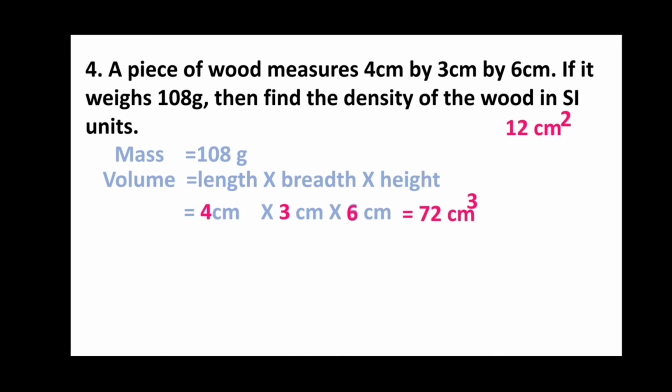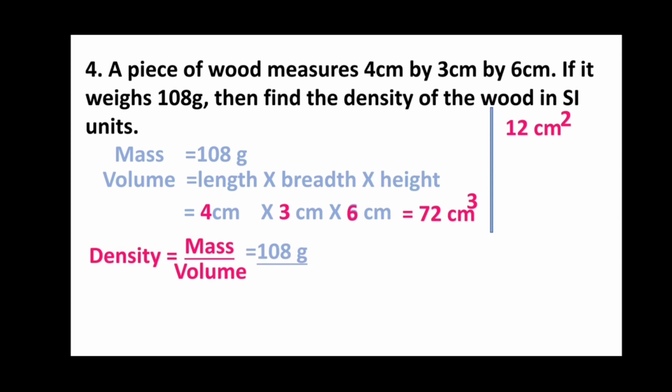Now we got mass and volume. Now we can write the formula for density. That is density is equal to mass divided by volume. Let us substitute the values. Mass is 108 gram and volume is 72 centimeter cube. Since in the question it is asked to find the density in SI units, we have to do conversion. Why? Because here the data is given in gram and centimeter cube.